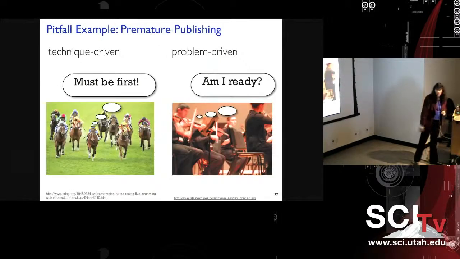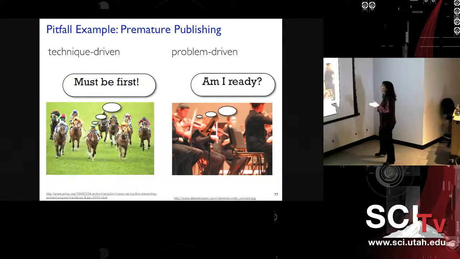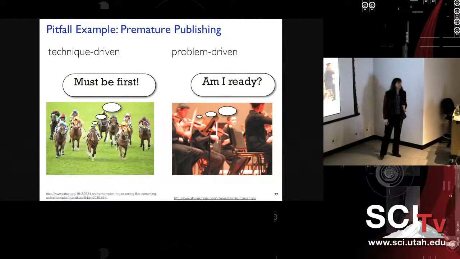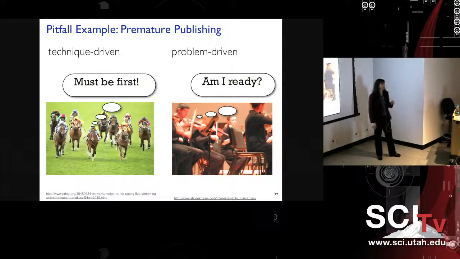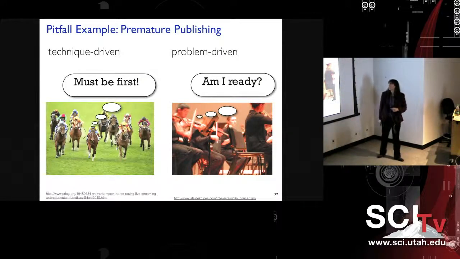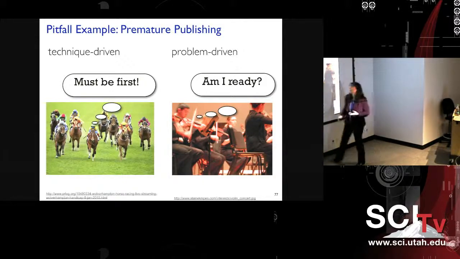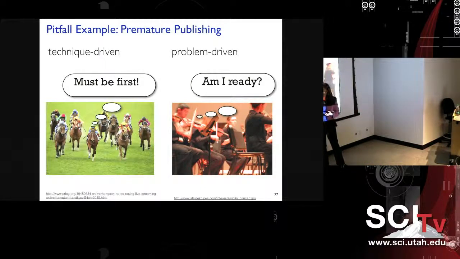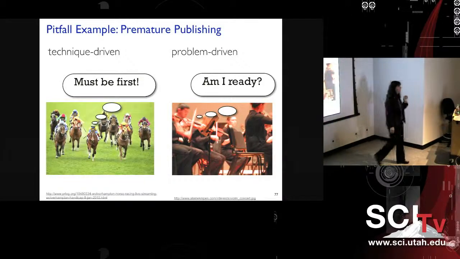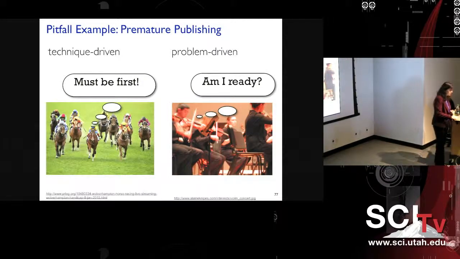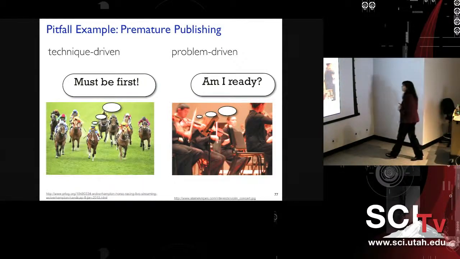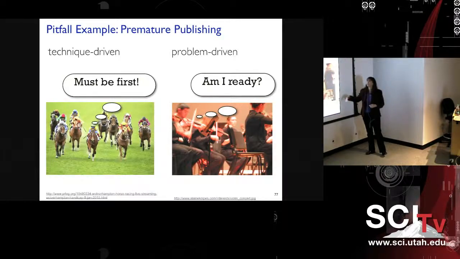So a very common case of a pitfall is premature publication, particularly that will bite people that are used to doing a lot of technique-driven work that want to switch to doing more problem-driven work. And a very useful metaphor is the horse race when you're doing technique-driven work. And you've got to be first. And if you're not first, then your paper probably won't get in. So really, as soon as humanly possible, you should get that paper out the door. A very different metaphor, which is perhaps more appropriate for problem-driven work, is, am I ready to have this new musical piece? And typically, that's not a horse race.